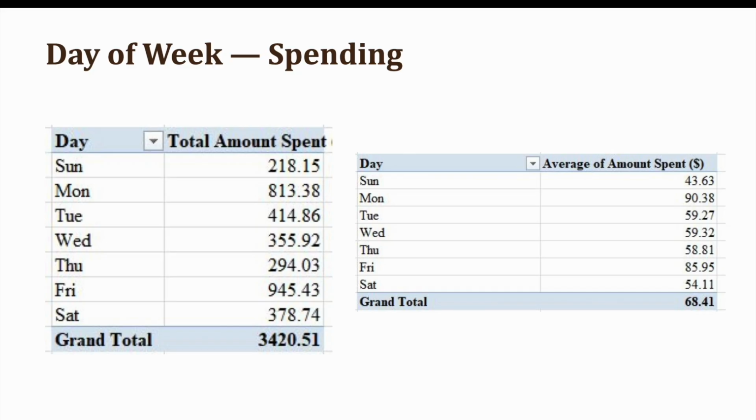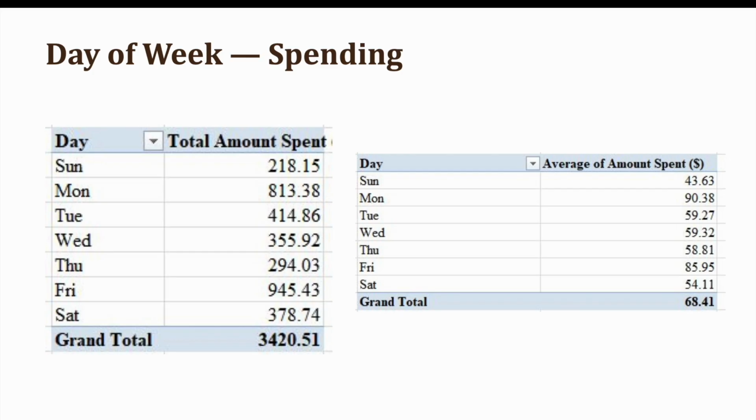But here's where it gets very interesting. Let's look at the actual dollar amounts. Friday isn't just the busiest day, it's also the biggest revenue day by far. $945 in total sales, way ahead of every other day. But check out the average column on the right. Monday actually has the highest average spend per transaction at $90.38. Friday is close behind at about $86. So Friday wins on volume, Monday wins on order size.